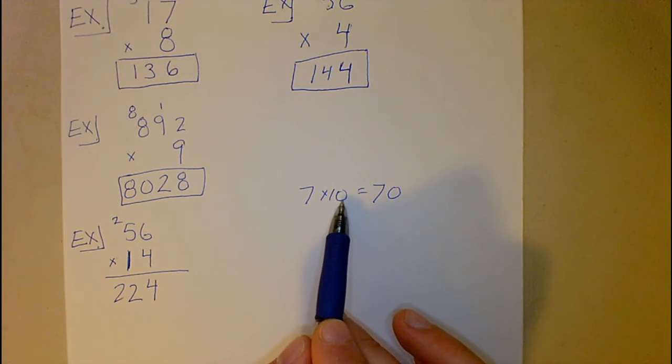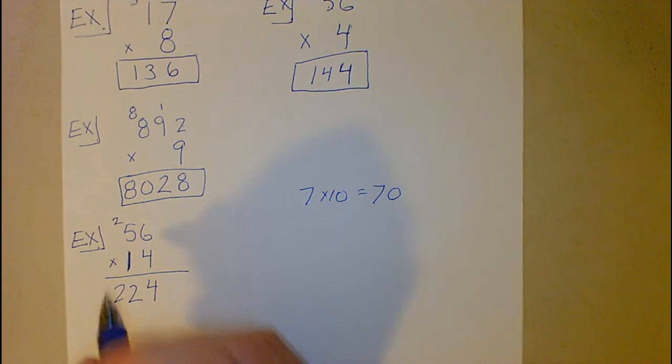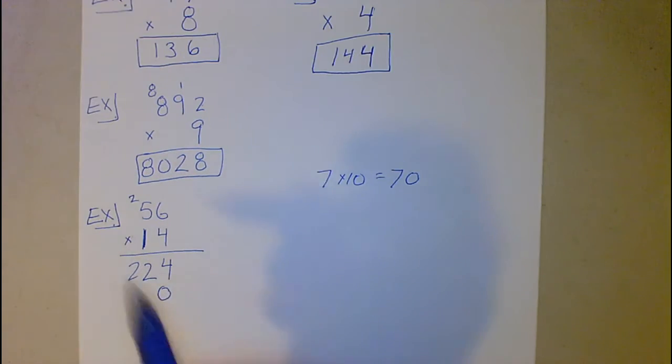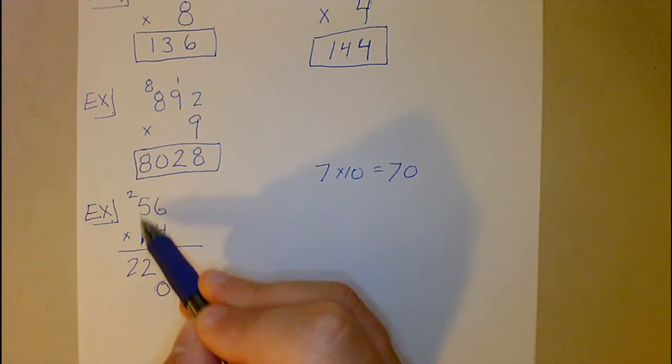Same thing with multiplying by 100. You just multiply normally and then add 2 zeros at the end. So I'm going to put a 0 down here as a placeholder because I'm going to multiply 56 by 1, which is actually really easy, and then I'm going to add this 0 on at the end to get 560.